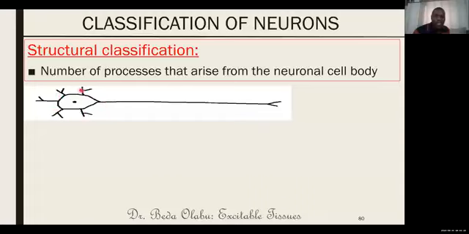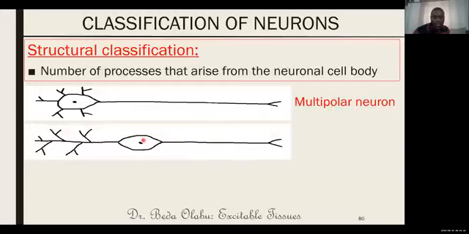If the number of processes arising from the cell body of a neuron is more than 2, then we call such a neuron a multipolar neuron. In this second example, we see a cell body of a neuron with 2 processes arising from it, one process being an axonal process and the other process being a dendritic process. So this neuron has 2 processes arising from it. We therefore call it a bipolar neuron.